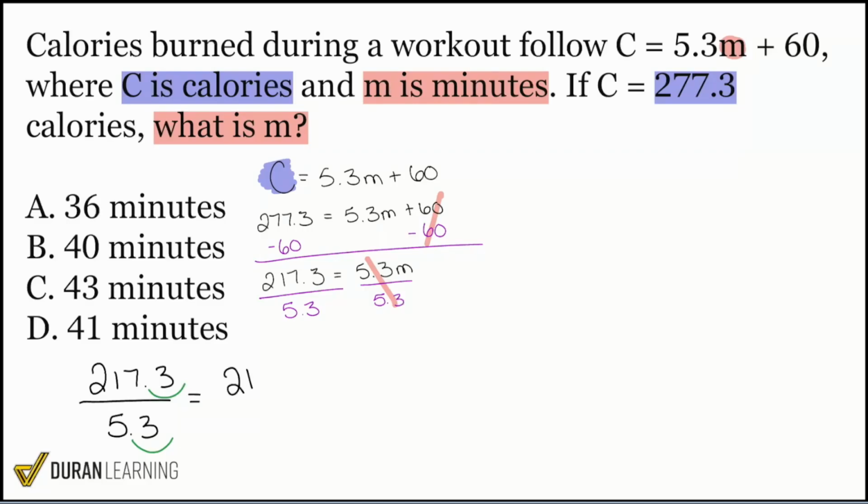This makes it 2,173 divided by 53. That's what that makes this. So let's see what happens when we work with this. 2,173 divided by 53. 53 going into 2,173. Everybody, 53 doesn't go into 2. It doesn't go into 21, but it does go into 217. Everybody, how many times does 53 go into 217?